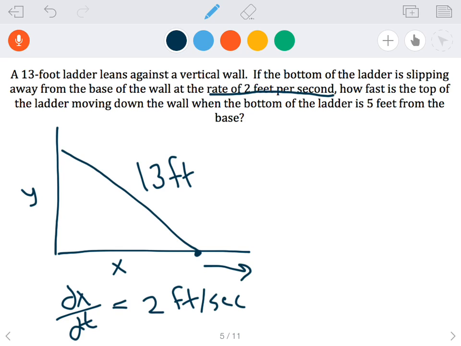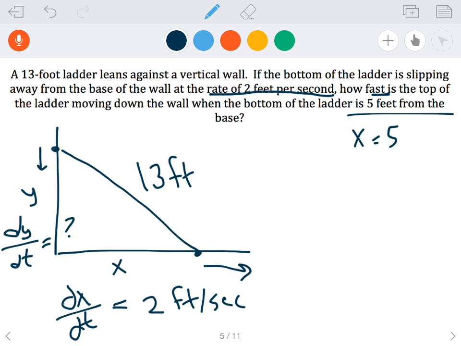How fast, so I'm looking for a rate, is the top of the ladder moving down the wall? So I'm looking for the rate that this is changing, so dy dt equals what? When the bottom of the ladder is 5 feet from the base. So when x is equal to 5. I've identified all my numbers, figured out what I'm looking for. Remember, anytime you see the word rate or speed, that's something dt.